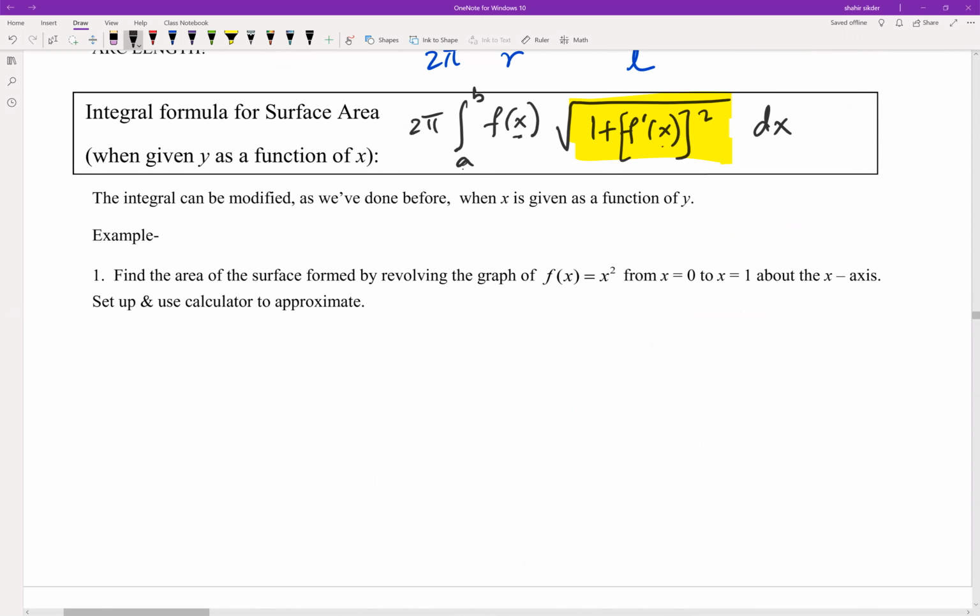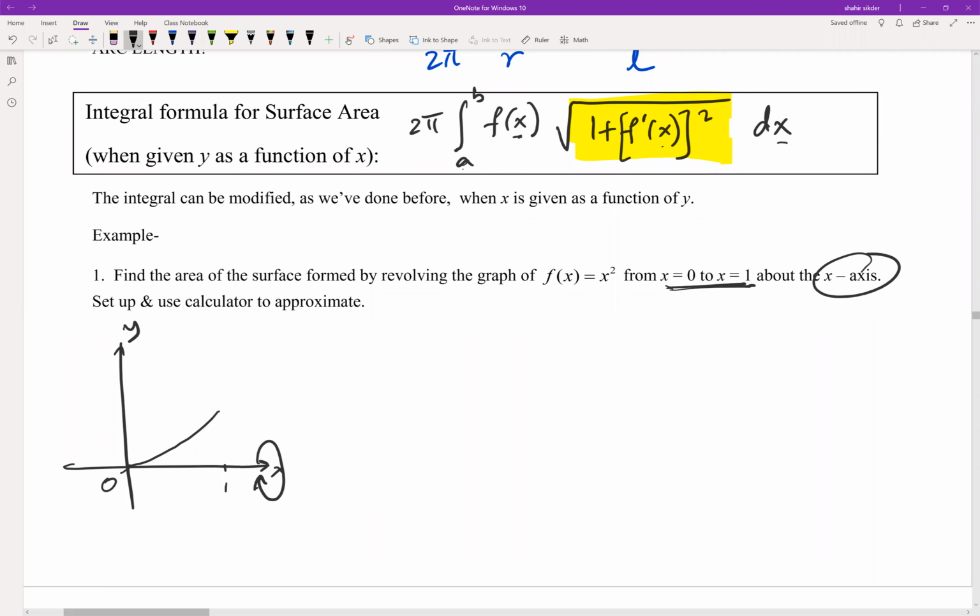Find the area of the surface formed by revolving the graph of the function x squared. We know pretty well what the graph of x squared looks like, so let's draw x and y. We know it's a parabola, but the region is 0 through 1, so let's say 0 is here and 1 is here. It would be a parabola, but I only care about 0 through 1. We are revolving about the x-axis.